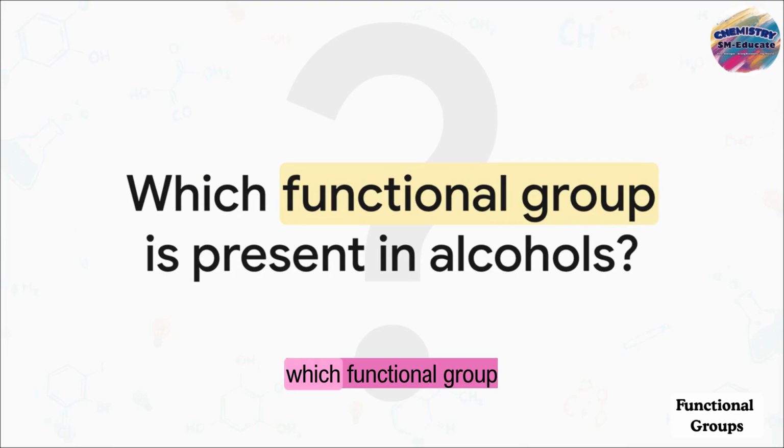MCQ 1. Which functional group is present in alcohols? Is it A, -COOH, B, -OH, C, -NH2, or D, -CHO? I'll give you a second. Got it? The correct answer is B, the -OH group. Like we saw with our green tool, the hydroxyl group is the absolute defining feature of the alcohol family.